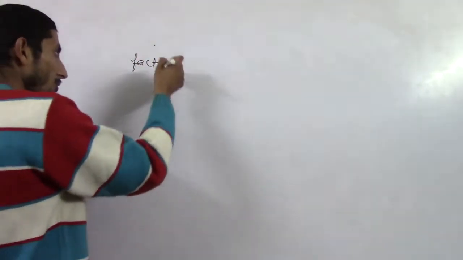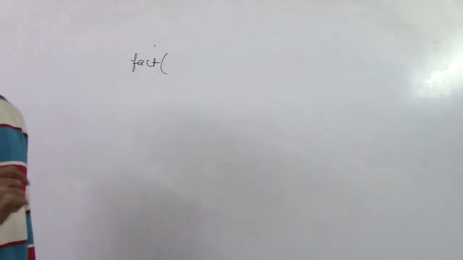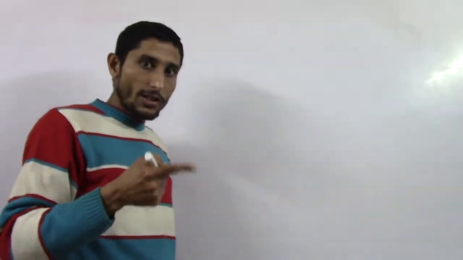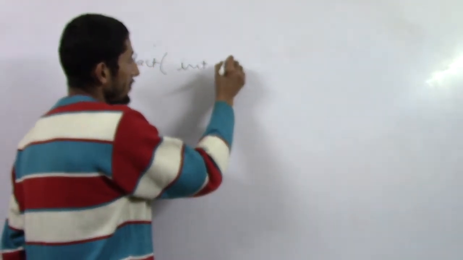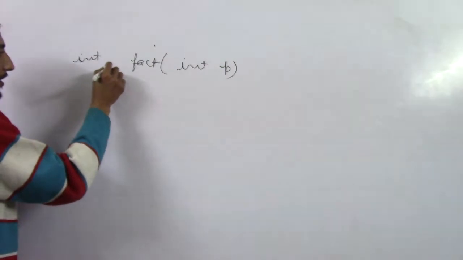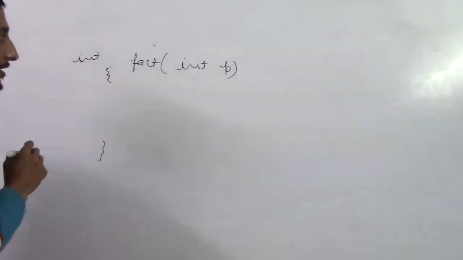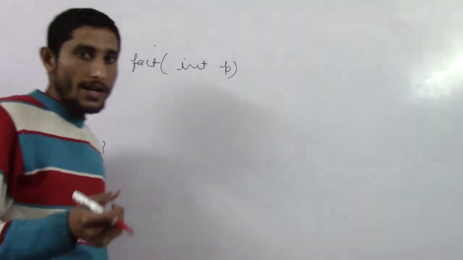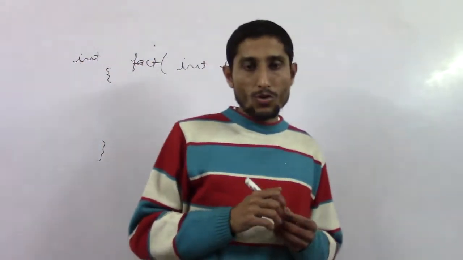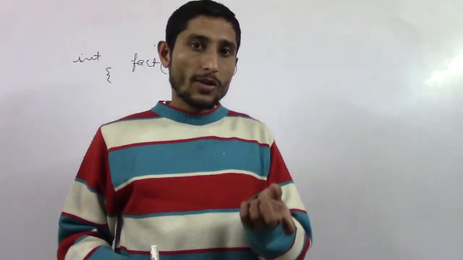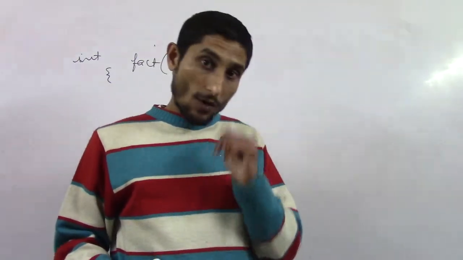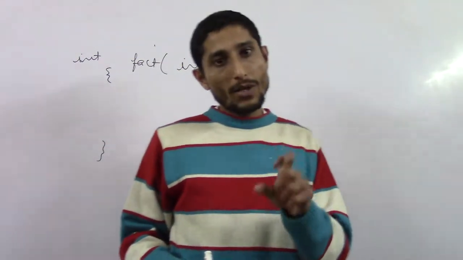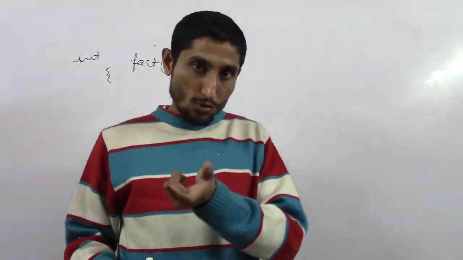In order to calculate factorial, what is the prime requirement? The prime requirement is that you need to pass a number that will be an integer. So I have taken a number, let's say p, and as a result, I will return you an integer. The main task of this function is saying: my name is fact, and in order to call me, you can pass an integer, and as a result I will give you an integer. And what is the meaning of that integer? I will return you the factorial.